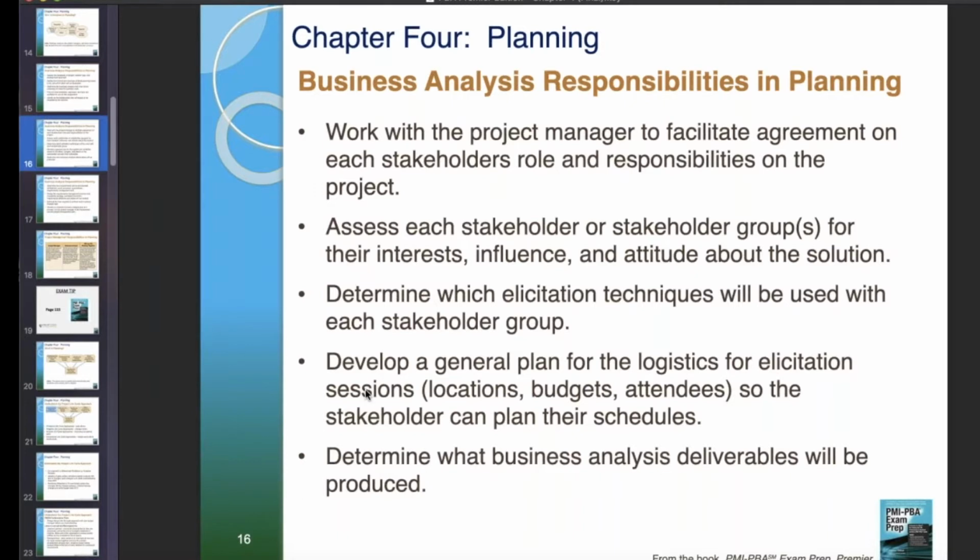Well, must have would be like a 4. Should have would be a 3. Could have would be a 2. Would like will be a 1. You can just tell them a 1 to 4, and then you organize it using MoSCoW. But again, when you get requirements, use MoSCoW to prioritize. Determine what business analysis deliverables will be produced.